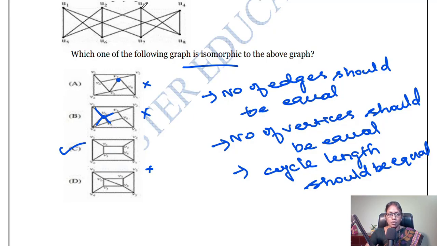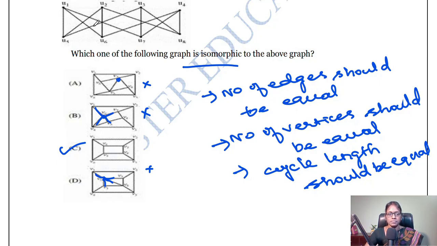See, here all the vertices have degree 3. So if there is only one vertex of degree 4, we can remove that option. Okay. So based on that, I am removing options A and B. See, here also 4 degrees are there, right? For V3: 1, 2, 3, 4. So this is not an isomorphic graph, whereas V1 has only degree 3, right?